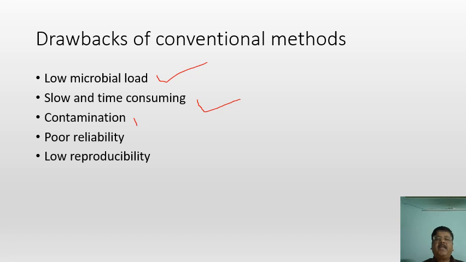Contamination is another problem in conventional methods. This will be obviated by standardized culture media in automated methods. Poor reliability and poor reproducibility are another two concerns of conventional methods.